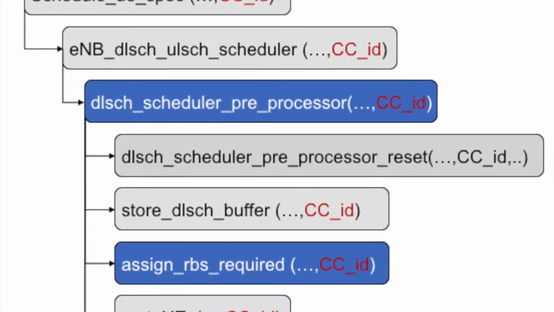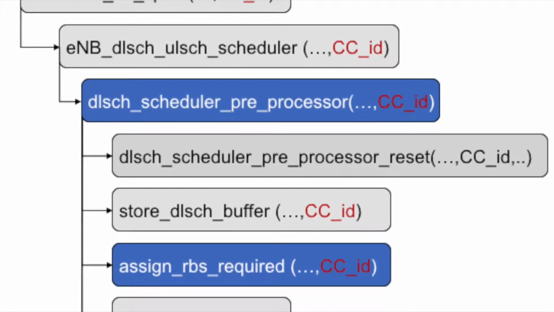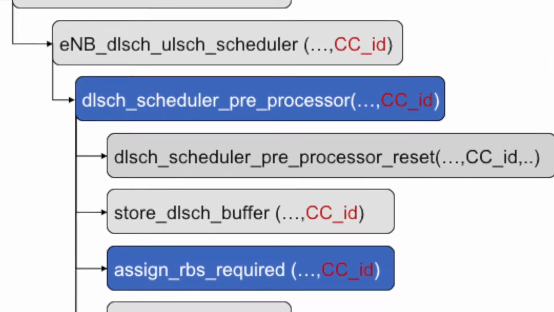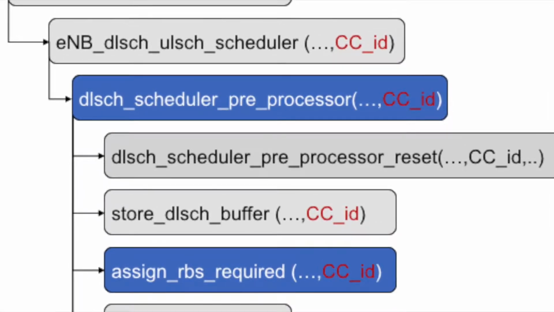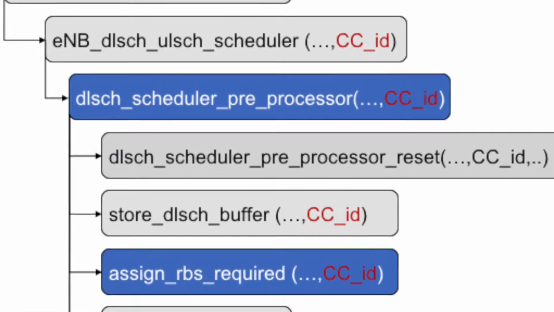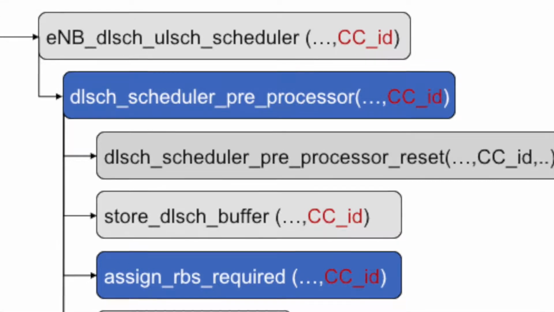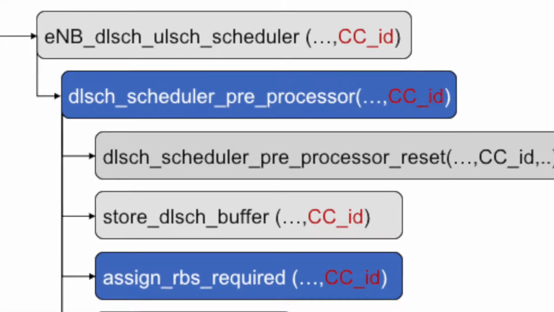For this task, I needed to modify the scheduler function in OpenAirInterface. By default, the scheduler runs for one component carrier and then it triggers for the remaining component carriers. In my version, the scheduler works each component carrier at a time.